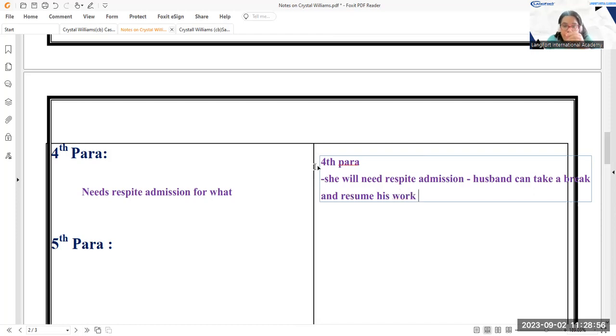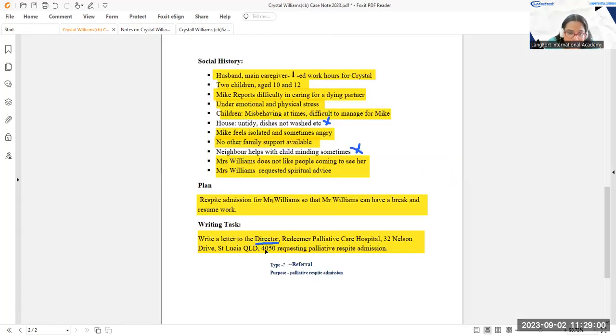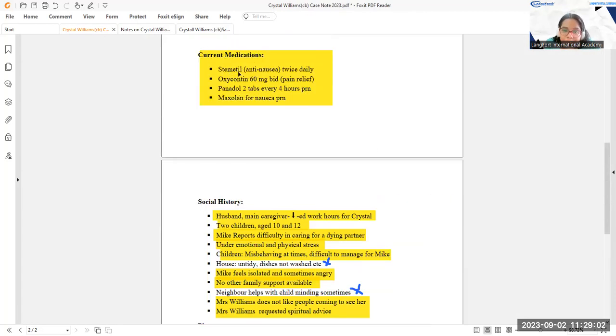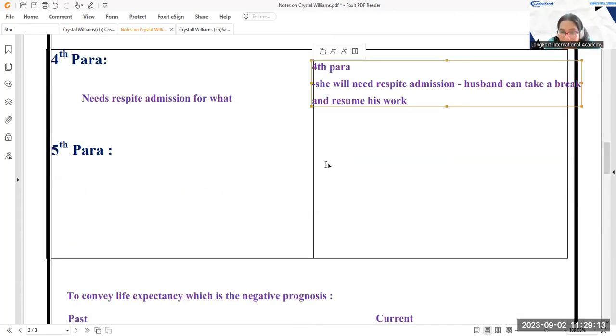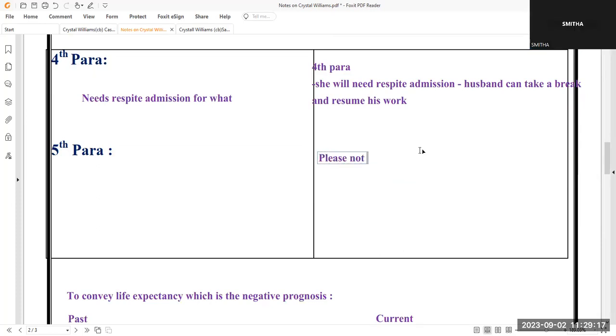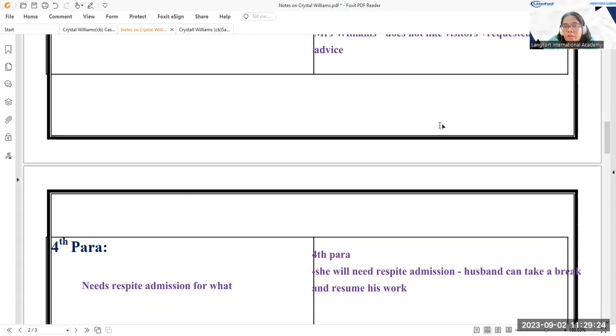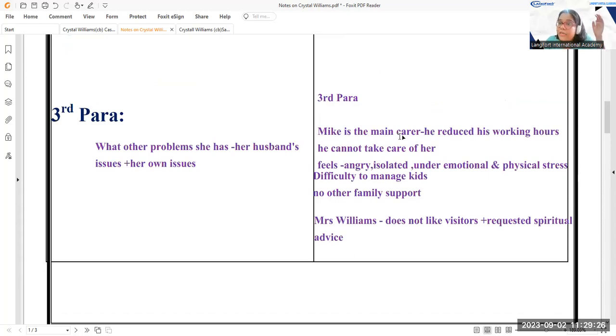Then, current medications: see, there are four medications. It's just one single sentence, right? Stemetil for nausea, Maxolon for nausea, OxyContin for pain relief, and Panadol for pain. So you can just write one single sentence. You can highlight it at the end. You can say, please note, then mention the medication. That would be better.